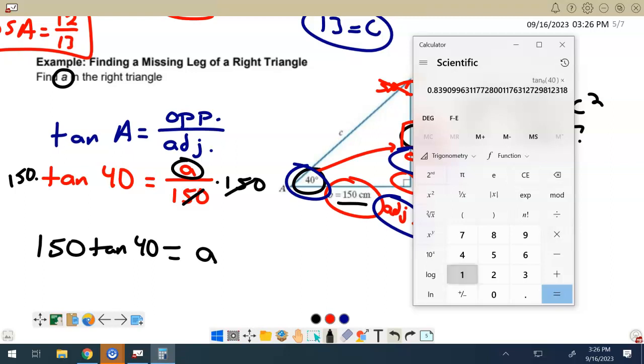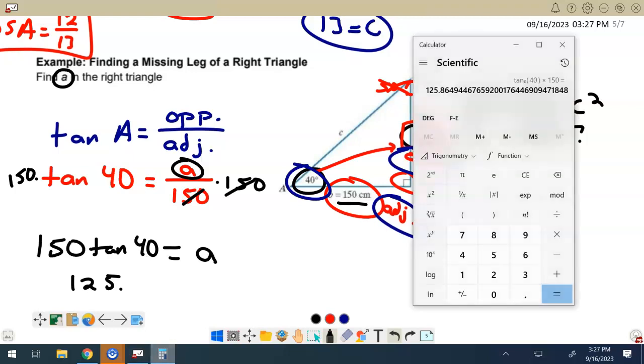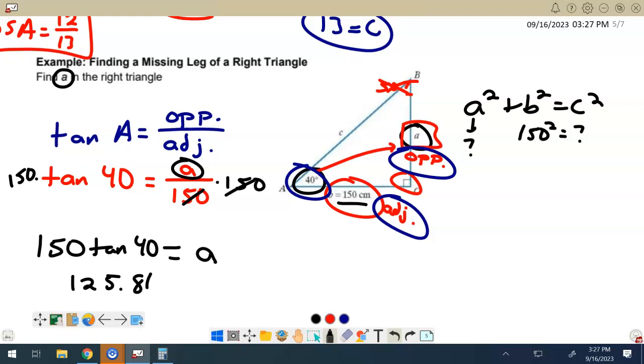Then we want to multiply that by 150, right? And so I'm going to get 125 point, I didn't see what the decimal was. Rewrite that. 125.86. I don't know how many decimal places they're going to want from you, but just make sure you round it to whatever the directions say. That should be the answer that you're getting from your calculator.